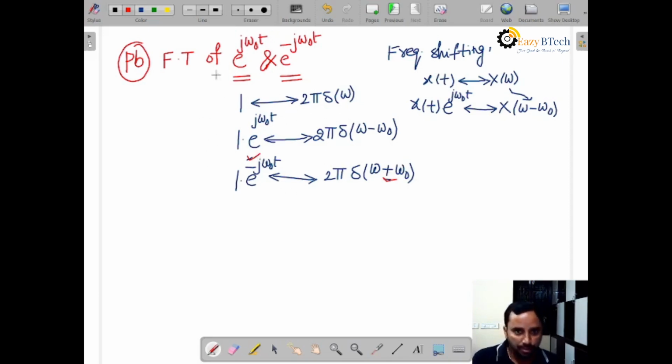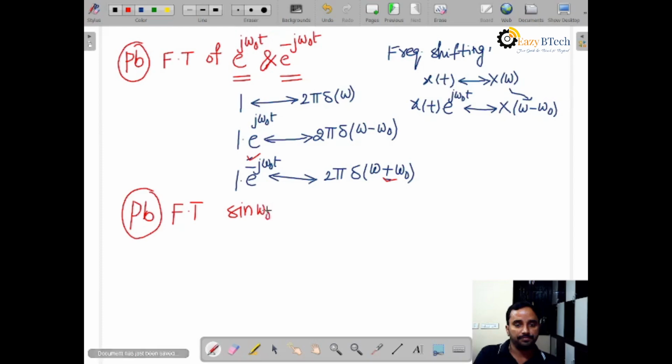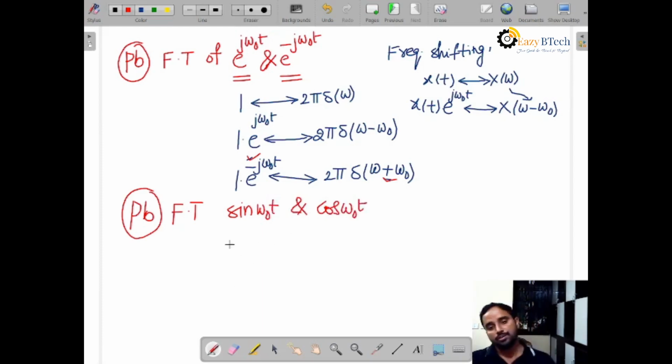Using these two, we can do the Fourier transform of sine and cos functions. So now the problem is the Fourier transform of sine omega naught t and cos omega naught t. How do we do the Fourier transform of sine omega naught t and cos omega naught t? Very simple. Let's take sine omega naught t.